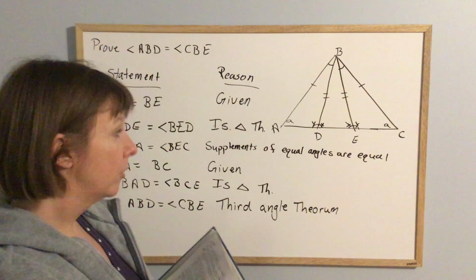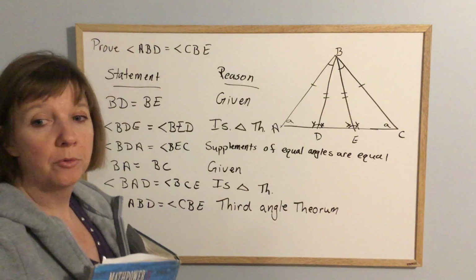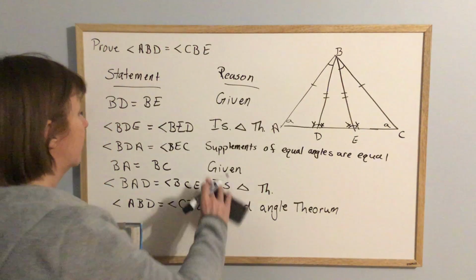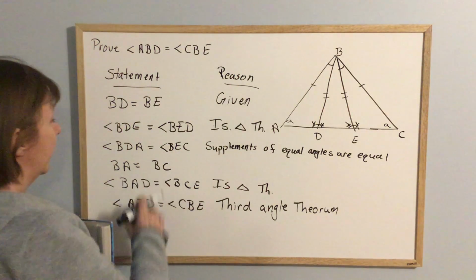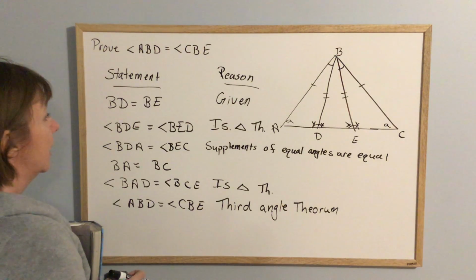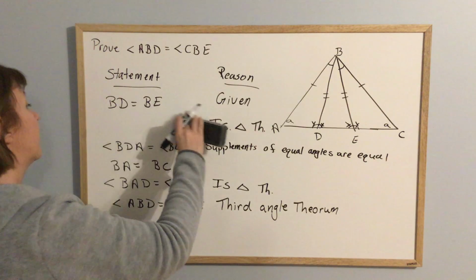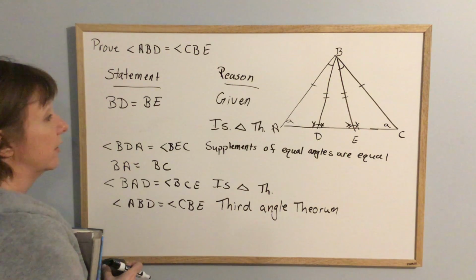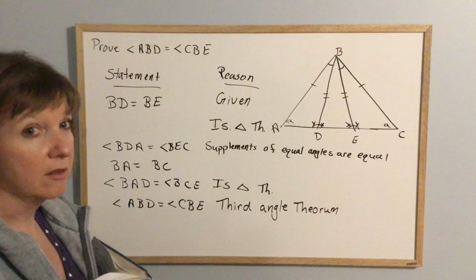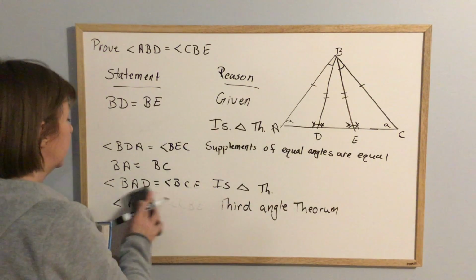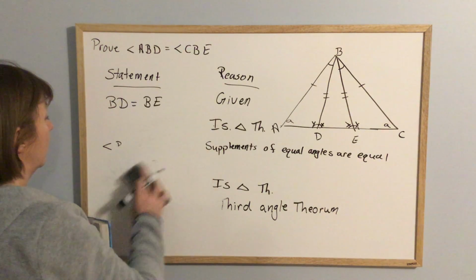So that's example 1. Again, what I would do is leave blanks. So I might leave that reason blank, but give that statement. I might leave this blank, but give that reason. So I'll leave blanks in there that you will have to fill in. You'll see what I mean when I give you the homework.